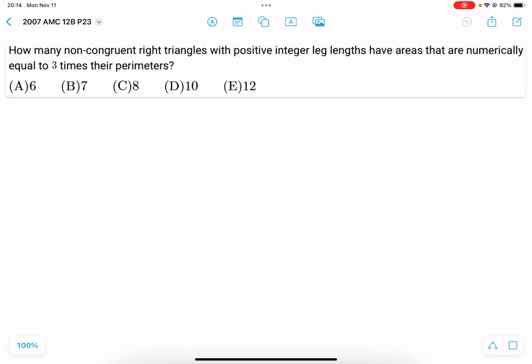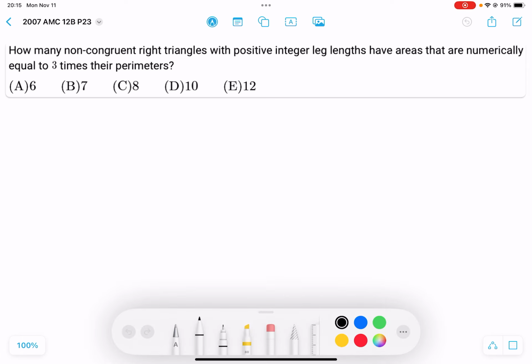This is 2007 AMC 12B problem 23. How many non-congruent right triangles with positive integer leg lengths have areas that are numerically equal to 3 times their perimeters? Okay, let's just solve this problem by first drawing a random right triangle.